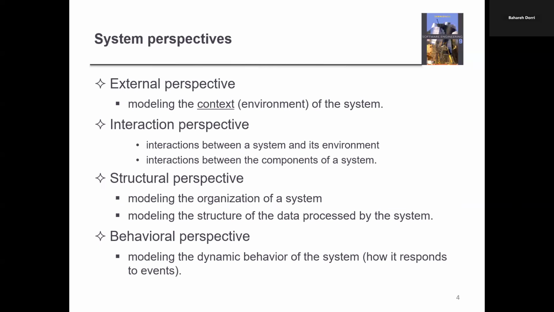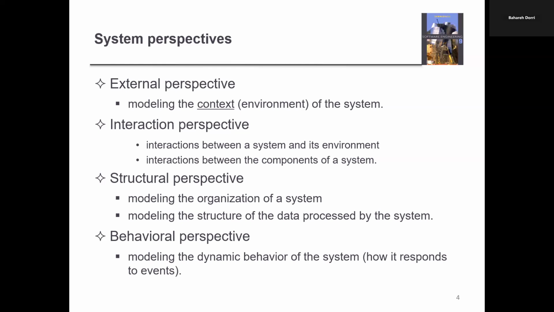Let's dive into different perspectives we can take when modeling a system. Each perspective gives us a different angle on how the system behaves, interacts, or is structured. First, we have the external perspective. This is all about modeling the context, basically the environment in which the system operates. We look at how the system interacts with external actors like users, hardware, or other systems. It helps us define system boundaries.